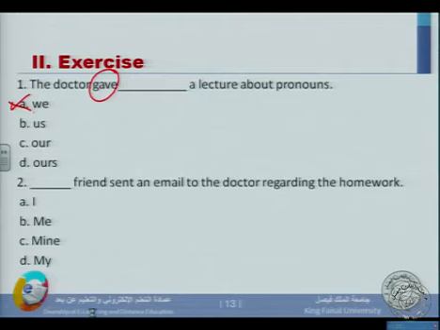Us, our, and ours. Our is possessive pronoun. Ours is also possessive pronoun. So us is the answer. Gave us. Number 2. Friend sent an email to the doctor regarding the homework. Okay, so you can't say I friend or me friend or mine friend. It's my friend. صديقي.